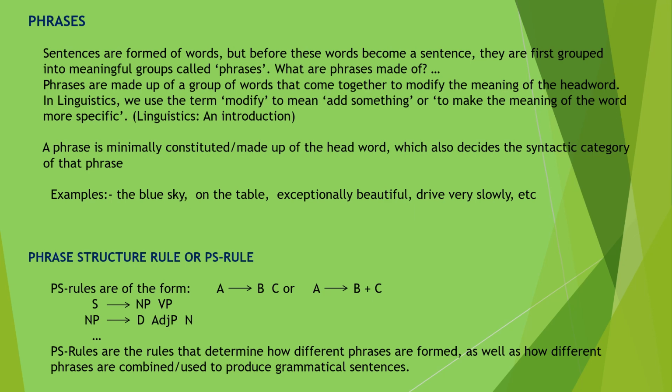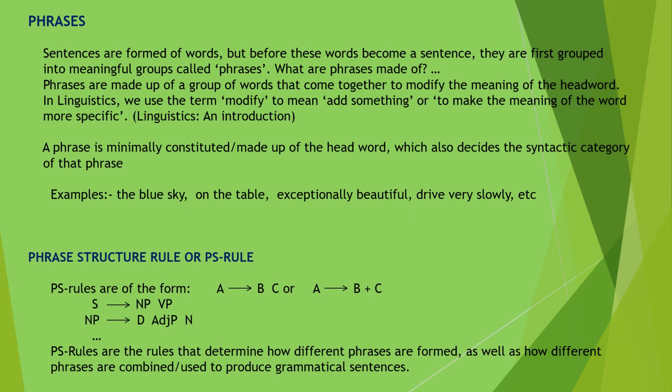Now in a phrase, the head word decides the syntactic category of the phrase. So since sky is a noun, that's why this phrase is a noun phrase. In a phrase, the obligatory element is a head word. In many sentences, a single word can act as a phrase without any modifier. Modifiers are optional elements of a sentence.